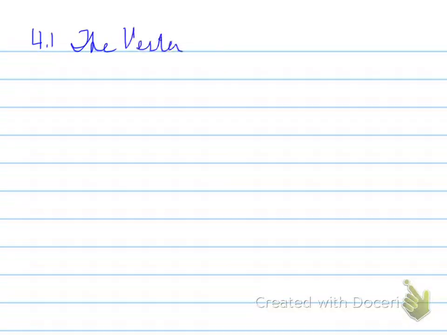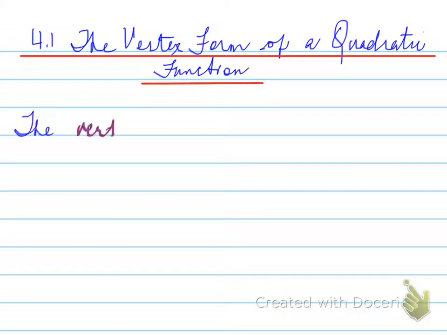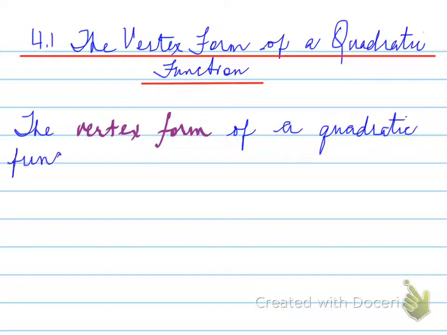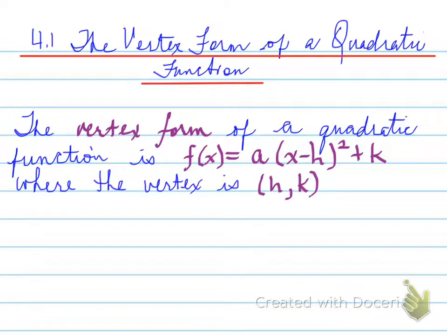All right, 4.1, the vertex form of a quadratic function. When we're looking at the vertex form of a quadratic function, we have to remember that the equation looks like f(x) = a(x - h)² + k. And that's where the vertex is (h, k), and the a tells us some information about the graph.